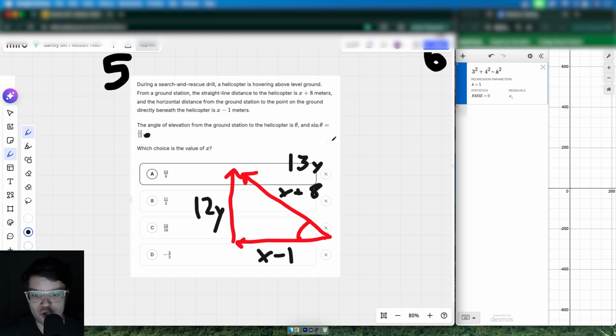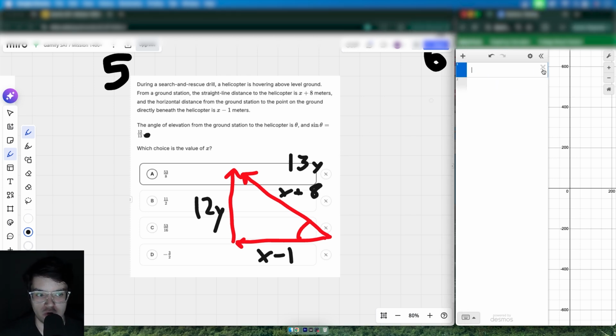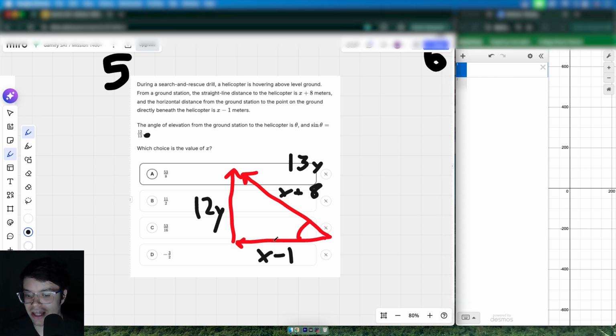And now all we need to do is just use all the information we've learned so far and make some equations with these numbers. The first thing we probably can just do is use the Pythagorean theorem again, because we do have the angle measurements.